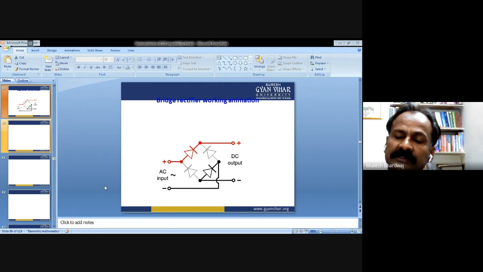On discussing the various parameters, we will start in the next lecture discussing the various parameters of the filters, and the various filters will be discussed by using the rectifier circuit in cascade.